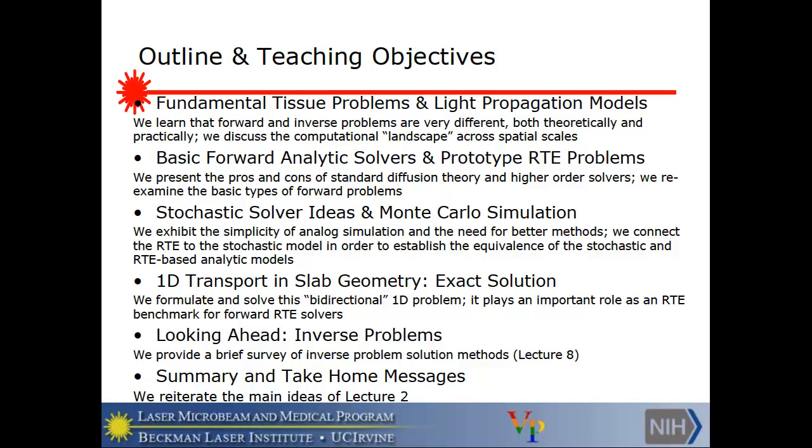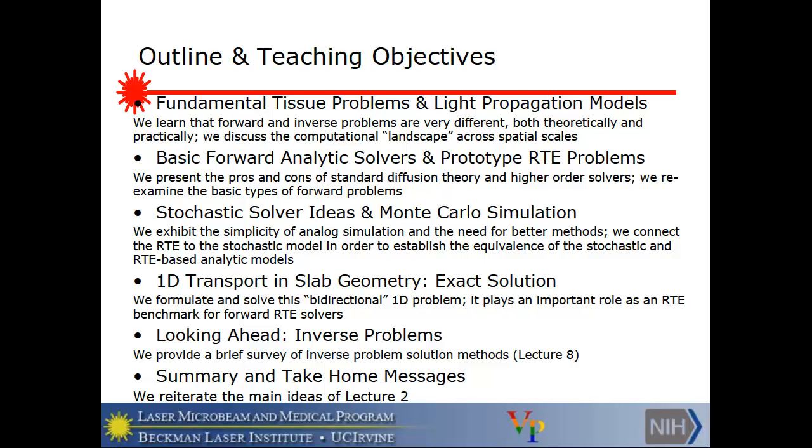Then I'll talk about basic forward analytic solvers and prototype radiative transport equation problems. Vasan already described those at the end of his lecture and during the earlier part of it as well, so it'll just be a brief reprise of what he said. We'll present the pros and cons of standard diffusion theory and higher order solvers, PN as he called them, and we'll re-examine the basic types of forward problems.